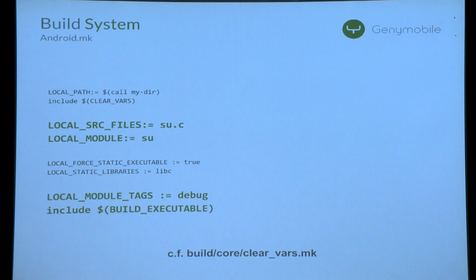You have plenty of different definitions, and I will not talk about all of them. So if you want to have a clear view of all of them, just look at the file that's called build/core/clear_vars.mk, because clear vars will clear all the possible vars. So here is the best way if you want to know all the possibilities.